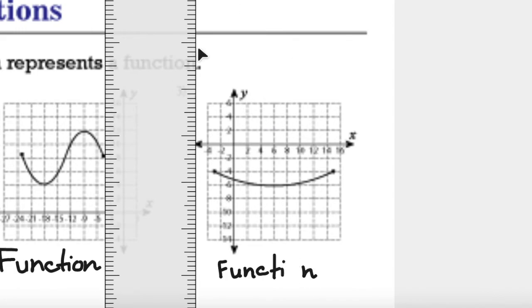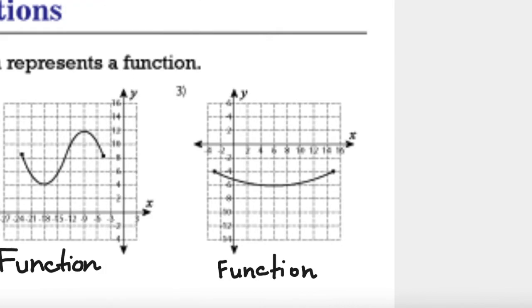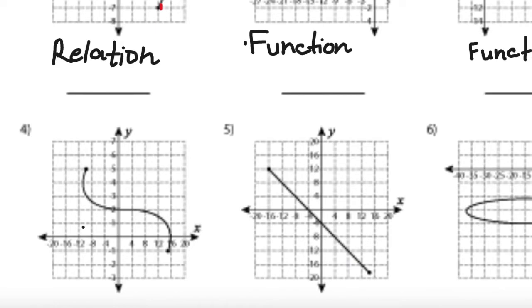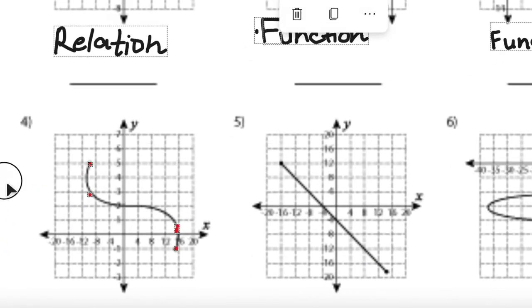You also don't need a ruler to do this. You can just use your visualization skills and imagine a line going across. And same idea, if that line touches more than once per x value, that means that we're dealing with a relation.